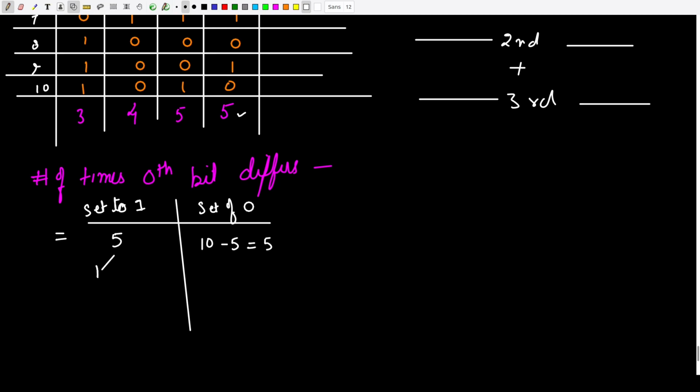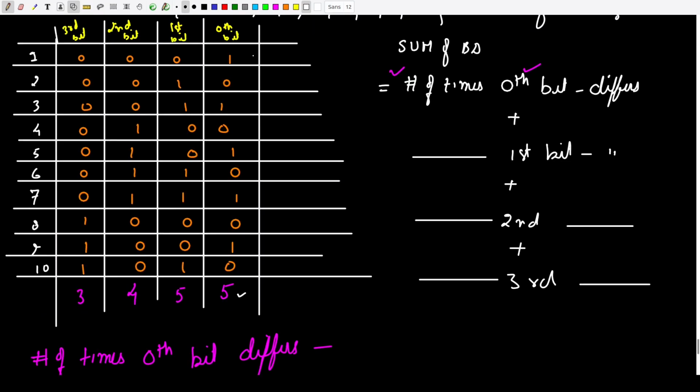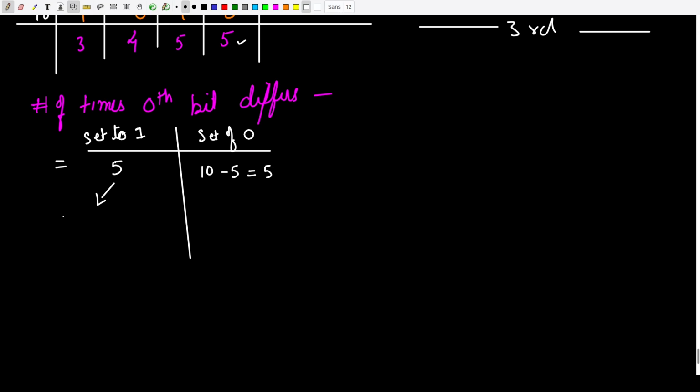Okay, just for understanding's sake, let us list down the elements for which this bit was set to 1. The elements for which the bit was set to 1 are 1, 3, 5, 7 and 9. So for these elements the 0th bit was set to 1. These are the 5 elements, and the elements for which it was set to 0 are the remainder, which are 2, 4, 6, 8 and 10. So these are the 5 elements.